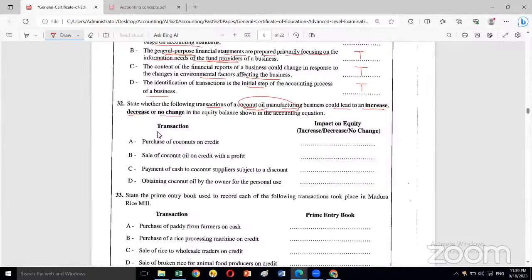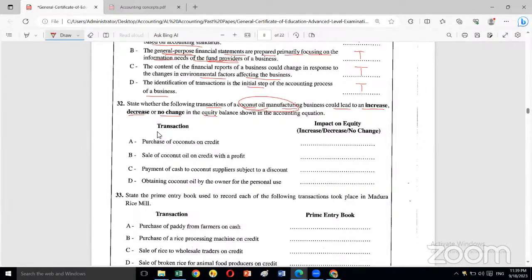State whether the following transaction of a coconut oil manufacturing business could lead to an increase, decrease, or no change in the equity balance shown in the accounting equation. I have to mention it as increase, decrease, or no change. But before that, you should know what transactions will increase the equity. Capital, additional capital, and the other one is income. Income will increase the equity.